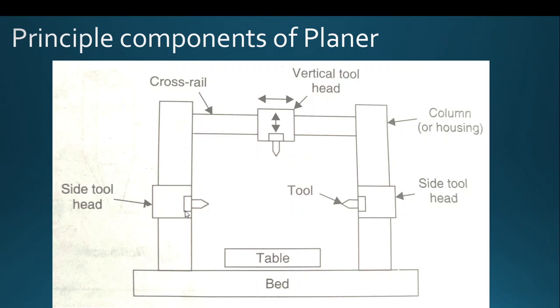And the side tool heads are again mounted on our column in order to work on the side of your workpiece in case of need. So with these provisions the productivity is very high. At a time we can remove material from three different surfaces of the workpiece. In some planar machines the cross rail can be provided with more than one tool head, that is also possible.